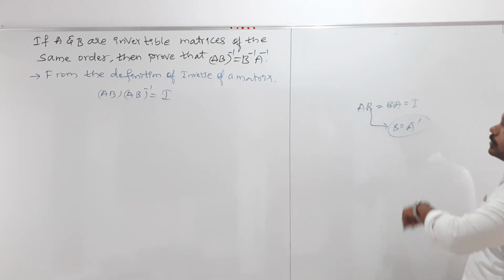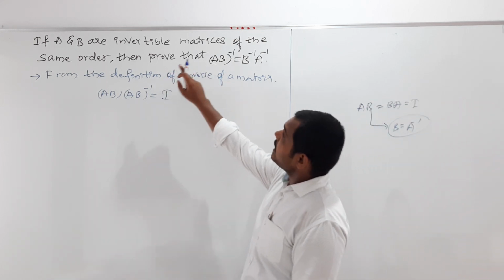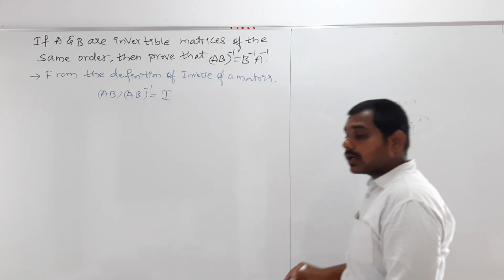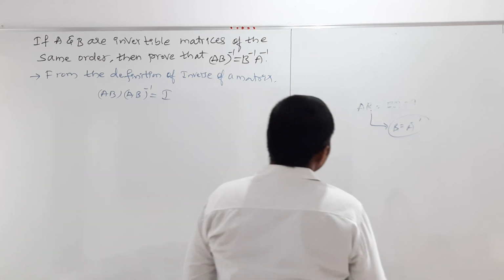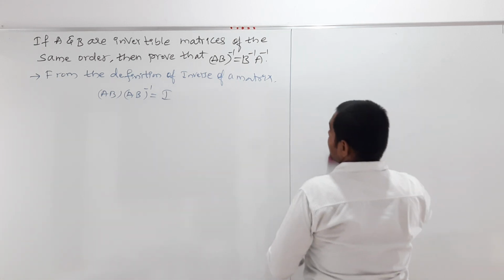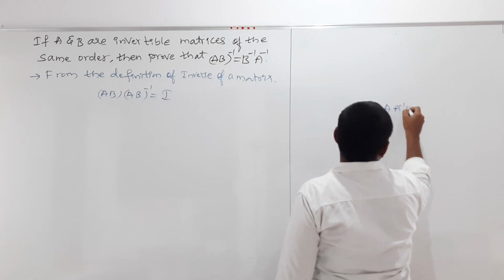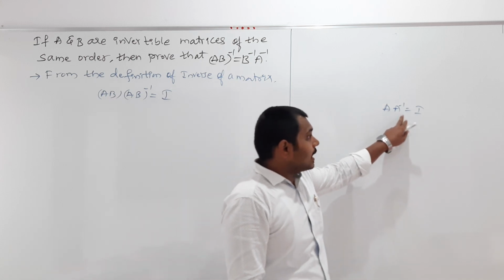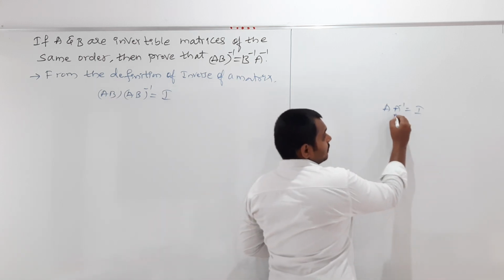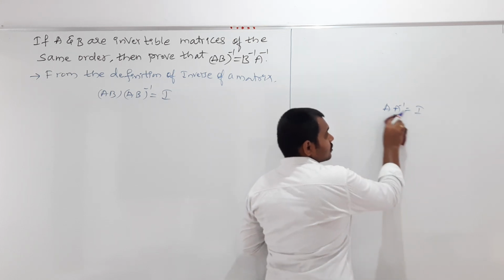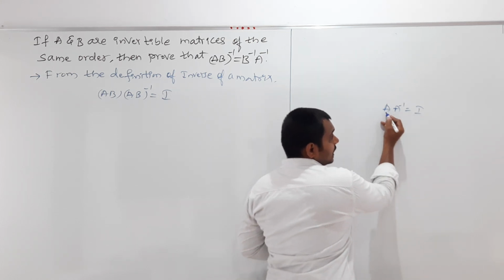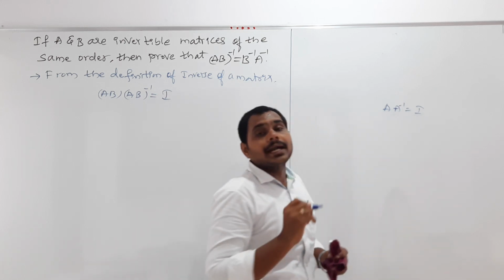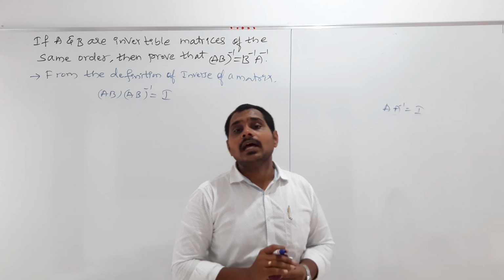Clear? And what are they given to us? What are they told, my dear students? A and B are invertible matrices. If A and B are invertible, what do they satisfy? Obviously, A into A inverse must be equal to the identity matrix. Instead of B, I am taking it as A inverse. So for any matrix A, if you multiply with A inverse, you will get the identity matrix. That is the condition of invertibility.